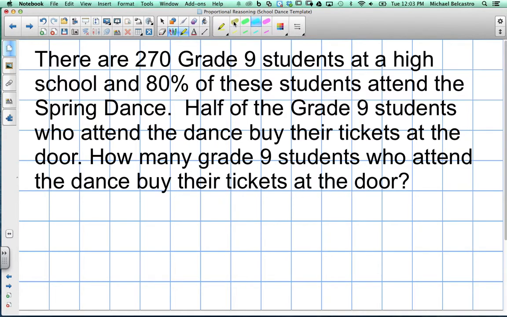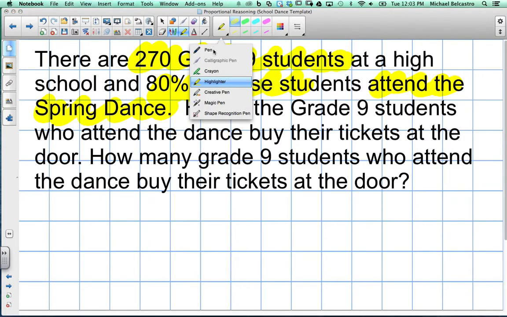So this is kind of a two-part question. We'll highlight our part 1 in yellow. There are 270 grade 9 students, and 80% of these students attend the spring dance. Okay, so there's our part 1 of this question.